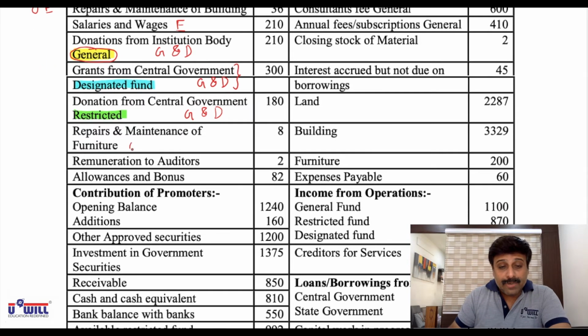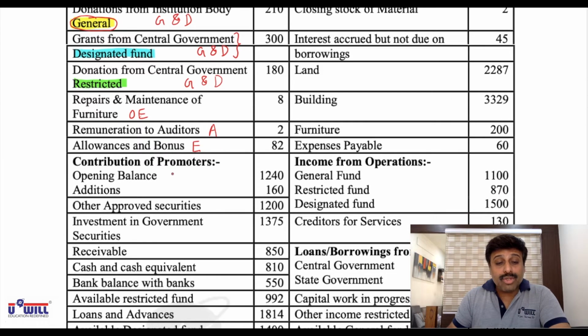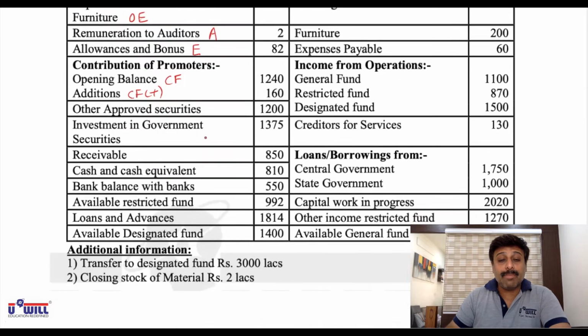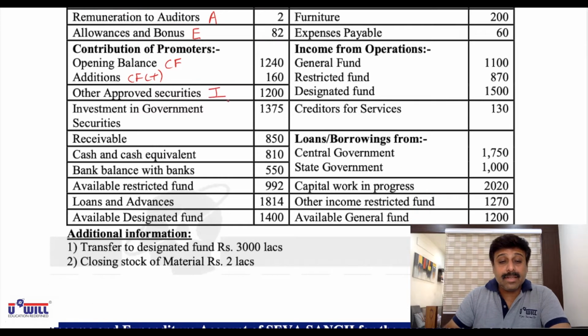Repairs and maintenance of furniture, other expense. Remuneration to auditors, administrative expense. Allowances and bonus, employee benefit. Contribution of promoters, opening balance of corpus fund and additions will be added in corpus fund. Other approved securities are investments. Investment in government securities are investments.